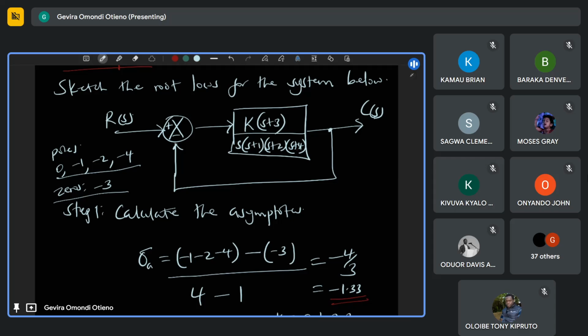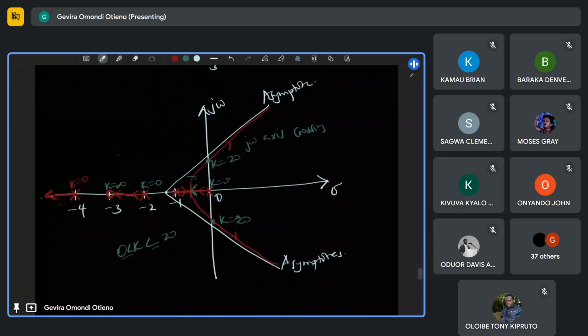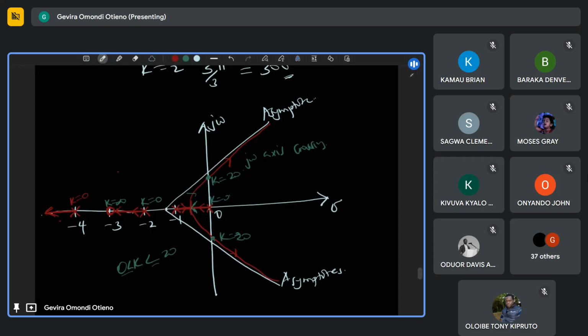So in the previous class, when we ended, we drew a sketch, and we said that the asymptotes are not part of the root locus plot. They are simply straight lines that help us determine the general direction of the root locus as gain k tends towards infinity.